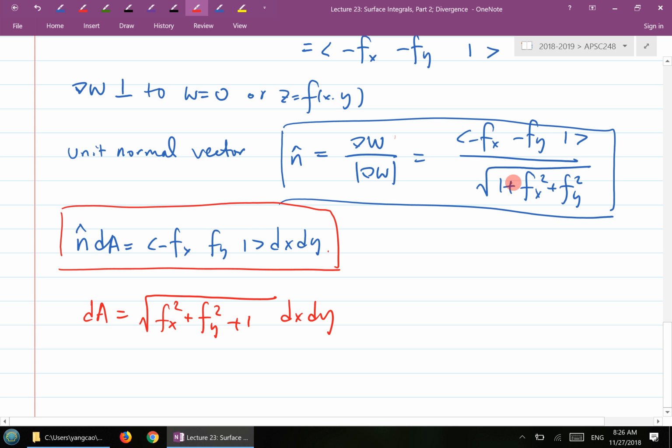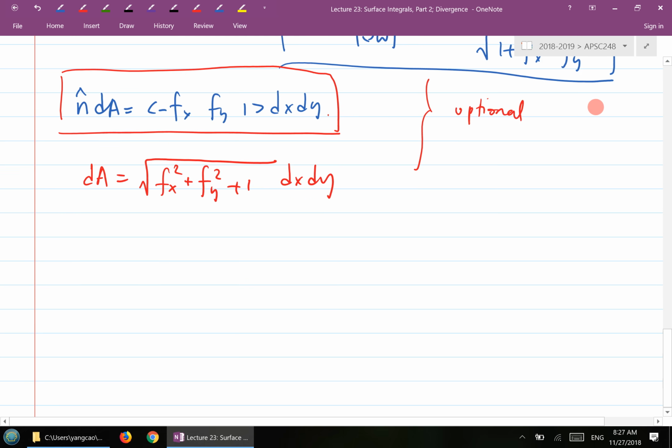Because essentially this numerator cancels the denominator here, right? Again, this is optional. So for these two, you can look at the lecture notes to see how dA is derived. I do have a specific procedure for how this is derived, but it is for those of you who are interested. Even though this is optional, some of you are probably interested.